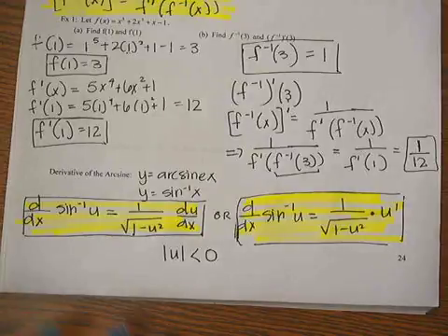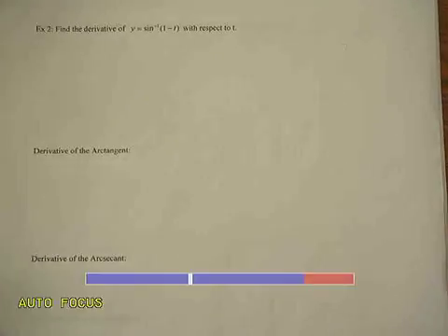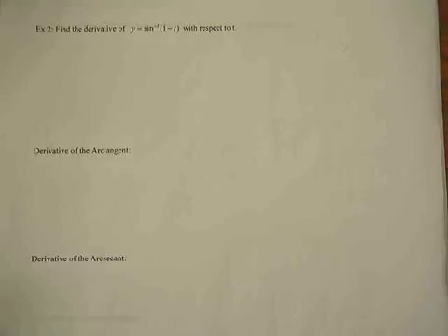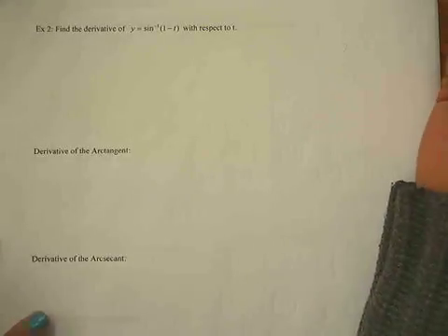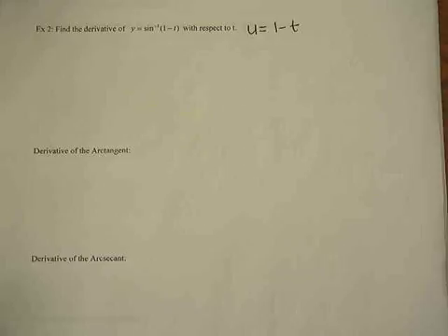I'm going to flip over, and if I'm going too fast, go ahead and hit pause so you can finish writing. Alright, now let's go and do example 2. Find the derivative of y equals sine inverse of 1 minus t with respect to t. So we don't have x, but that's really not important. So the first thing I'm going to do is let u be 1 minus t. Then I'm going to ask you to do u prime for me. Can you please take the derivative of u for me with respect to t?